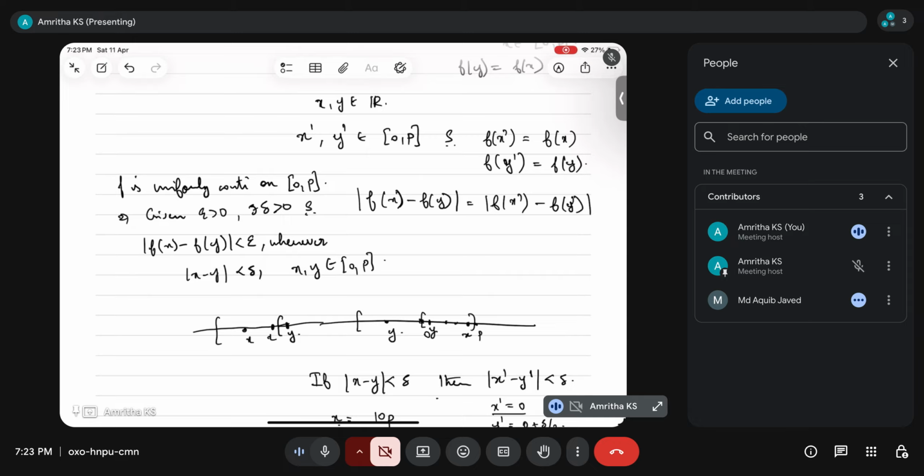You need to see how these things need to be taken care of, like whenever this is not less than delta. Whenever x minus y is less than delta, but x dash minus y dash may not be so.